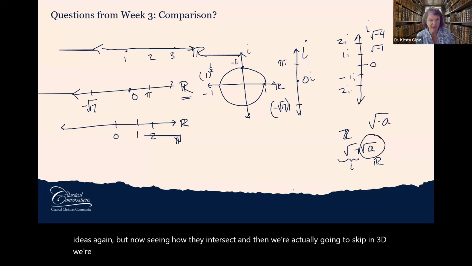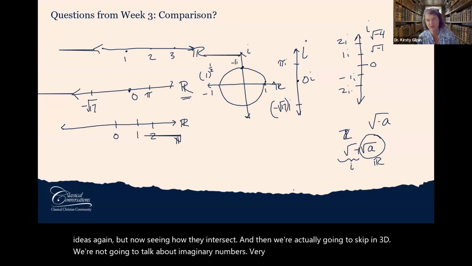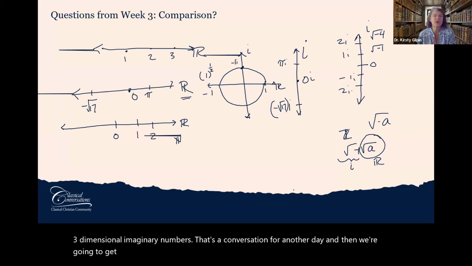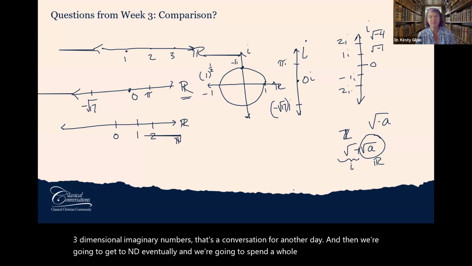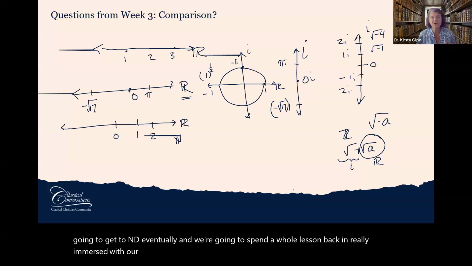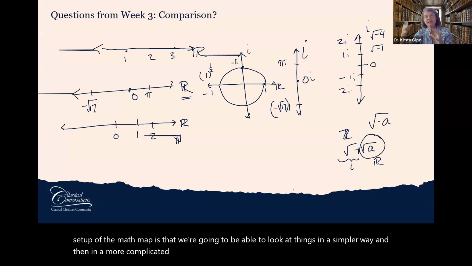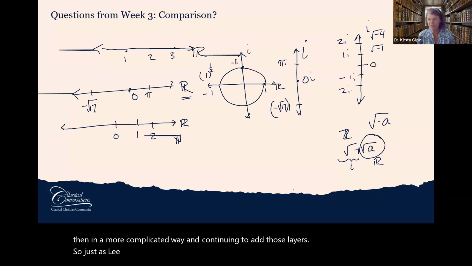We're not going to talk about imaginary numbers very much because there aren't any three-dimensional imaginary numbers. That's a conversation for another day. And then we're going to get to ND eventually, and we're going to spend a whole lesson really immersed with our imaginary numbers. So one of the beautiful things about the dimensional setup of the math map is that we're able to look at things in a simpler way and then in a more complicated way, continuing to add those layers. So just as Lee said, focus on the grammar for now.